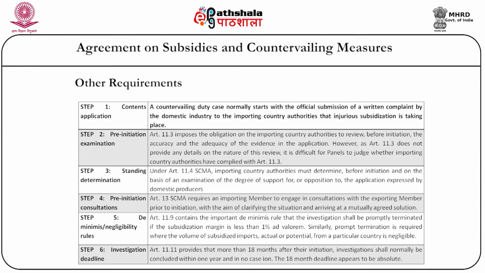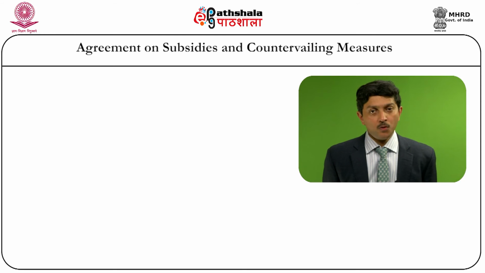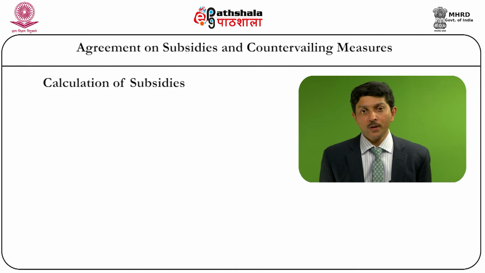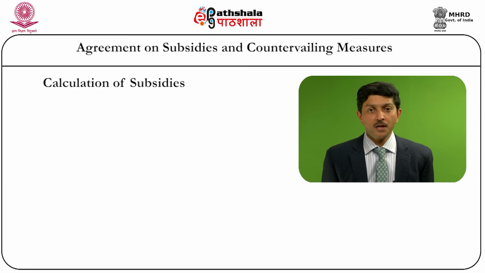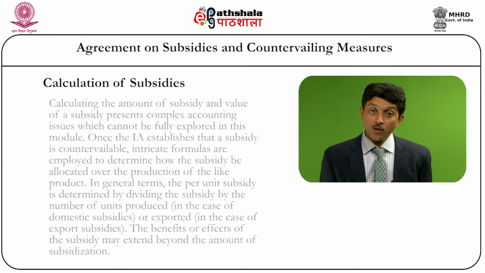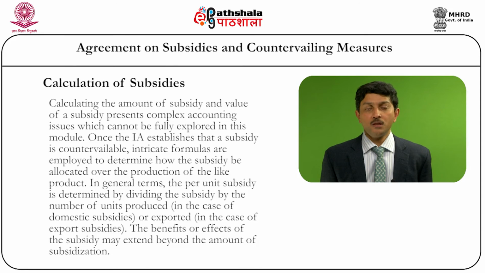Then again, Article 11.9 contains an important de minimis rule that the investigation shall promptly be terminated if the amount of subsidization is less than 1% ad valorem. Similarly, prompt termination is required where the volume of subsidized imports, actual or potential, from a particular country is negligible. Then the most important, perhaps the most important issue in the CVD investigation is the calculation of subsidies. So calculating the amount of subsidy and the value of a subsidy presents complex accounting issues which cannot be fully explored in the context of this module.